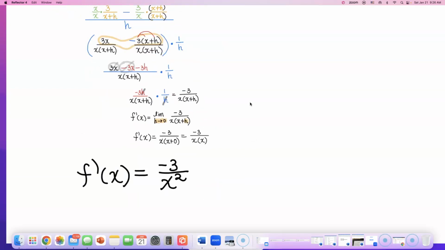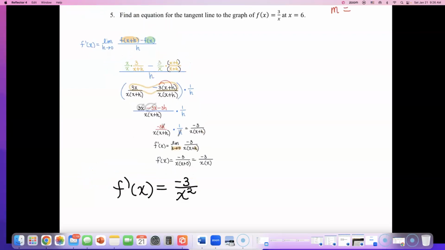Think of that as like a function maker. Not function, slope maker. If we have this f prime of x, we can find the slope of this tangent line. So write down that the slope of the tangent line at x equals 6 is going to be f prime of 6. So you need to plug in 6 into this function. That's going to be negative 3 over 6 squared.